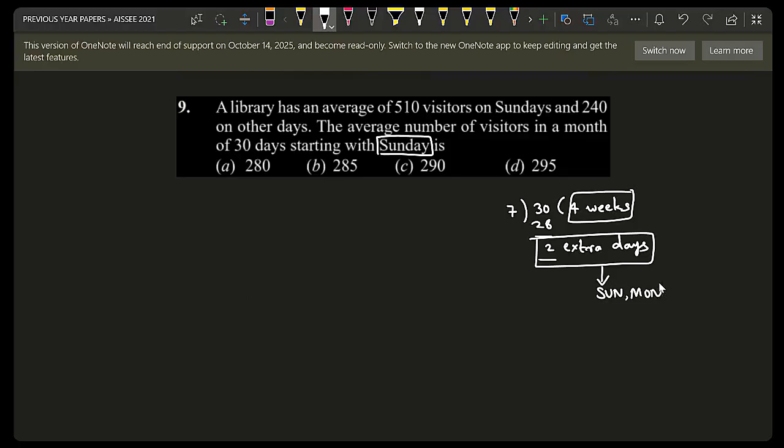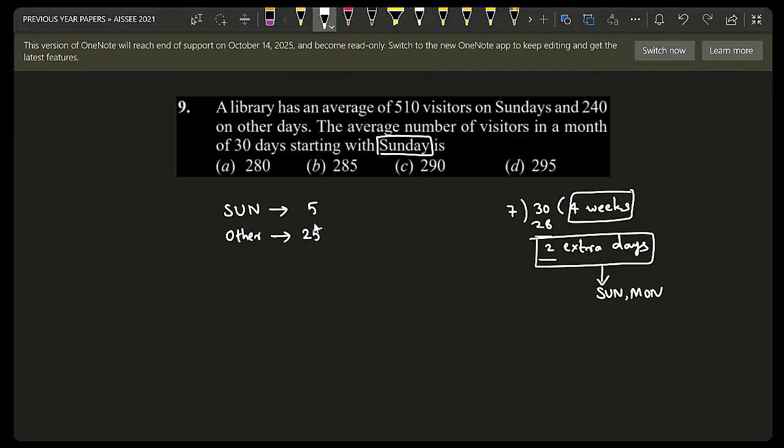Okay. Now in that month, how many Sundays are there? I want to calculate. So in those 4 weeks, every week contains one Sunday, and in those extra 2 days, one Sunday is there. So total how many Sundays are there? 5 Sundays are there. So other than Sunday, the remaining days, I'll write other days. So total we have 30 days in that month and 5 Sundays are there. So 30 minus 5, we get 25 other days.